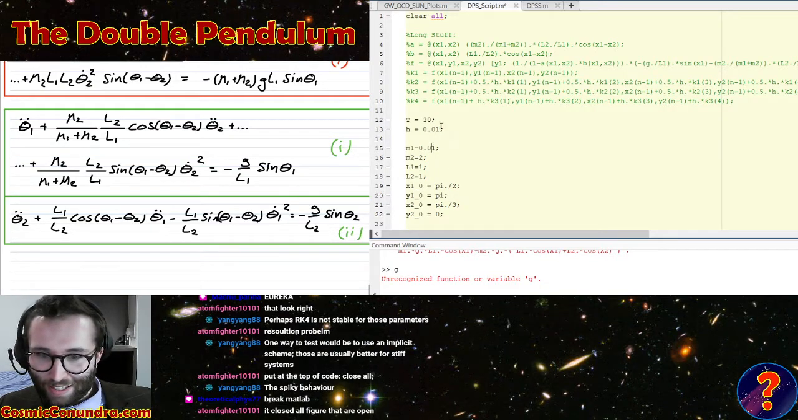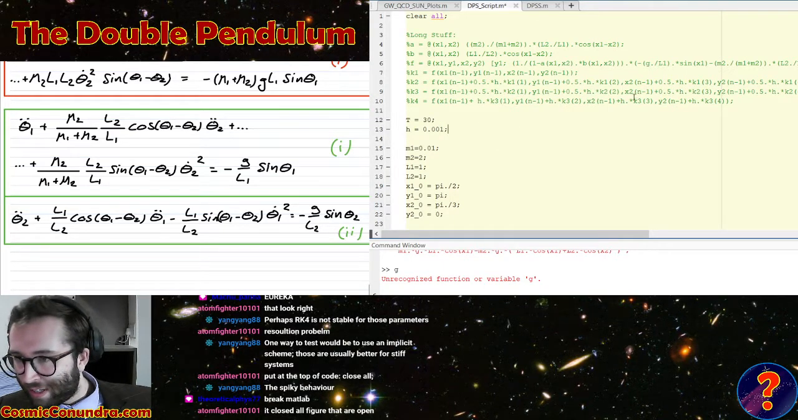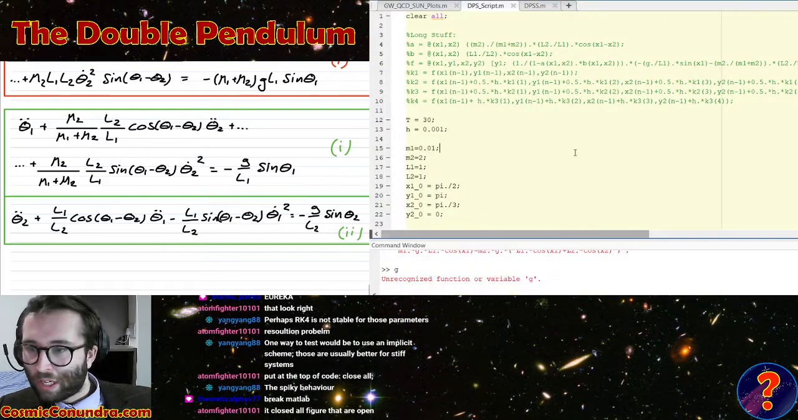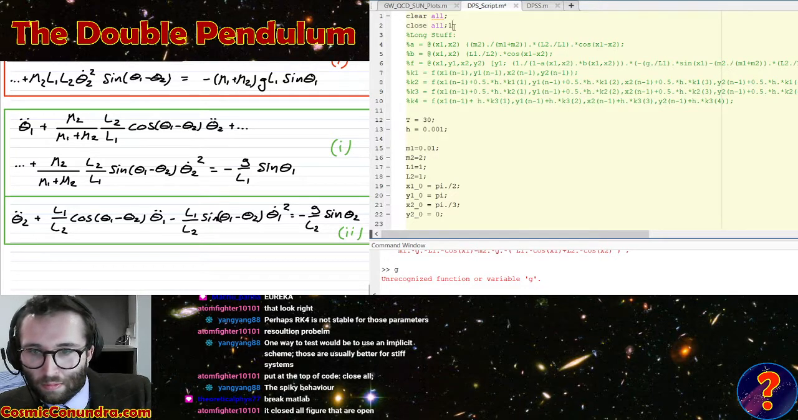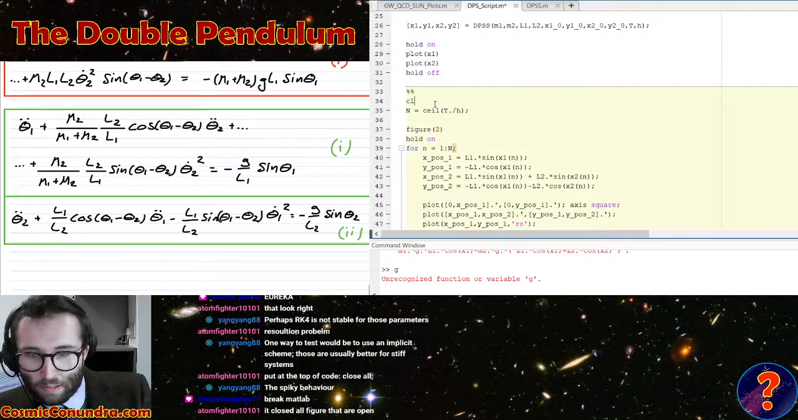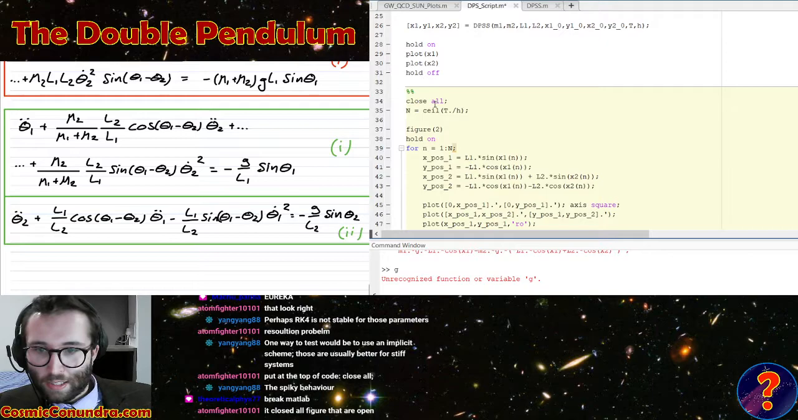So let's do this. It closed all figures that are open. Bring that up. Yeah, we're looking at the spiky behavior. Oh, close all. Oh, I see. Not clear all, close all. I must have misread that. That'll be helpful. I suppose I should put it at the top of each one of these, because I'm running these separate sections at different times.